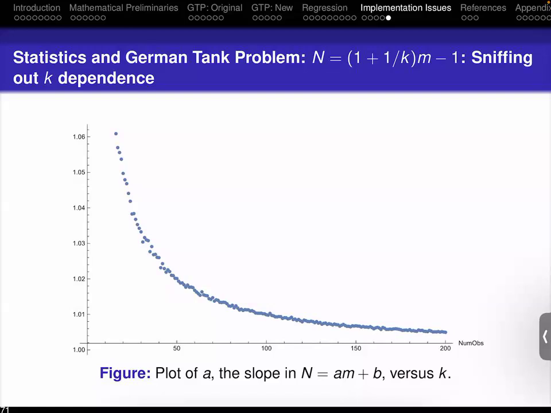The x-axis is the number of observations, the value of k. The y-axis is the best fit value of a, when I do the method of least squares. As k increases, the multiple of m seems to decrease, and it seems to be decreasing towards 1. Does that make sense? Yeah, the larger k is, the more I've seen, and the closer my largest observed is going to be to the total number of tanks. So this seems reasonable. Can anybody look at this and immediately see exactly the functional form is 1 plus 1 over k? No. What could we do to try to see this data in a better light?